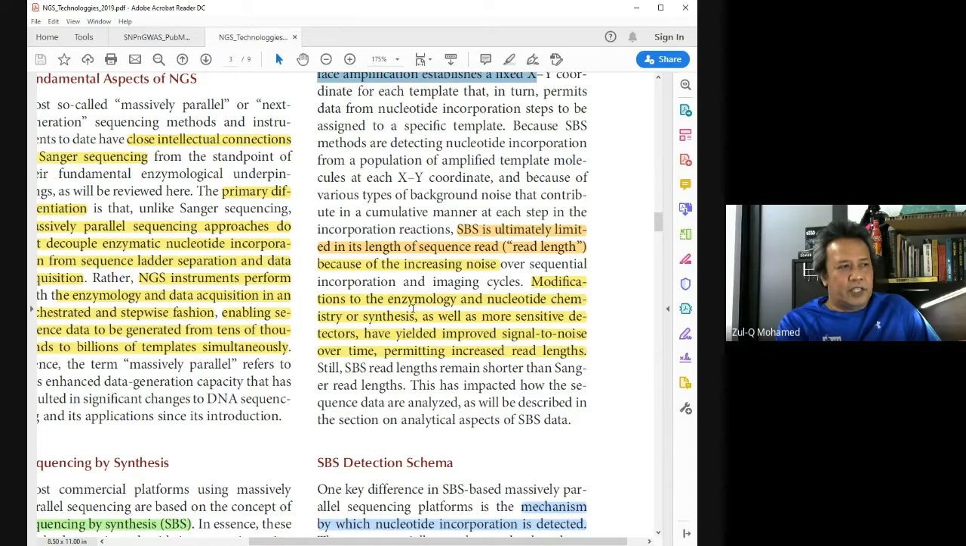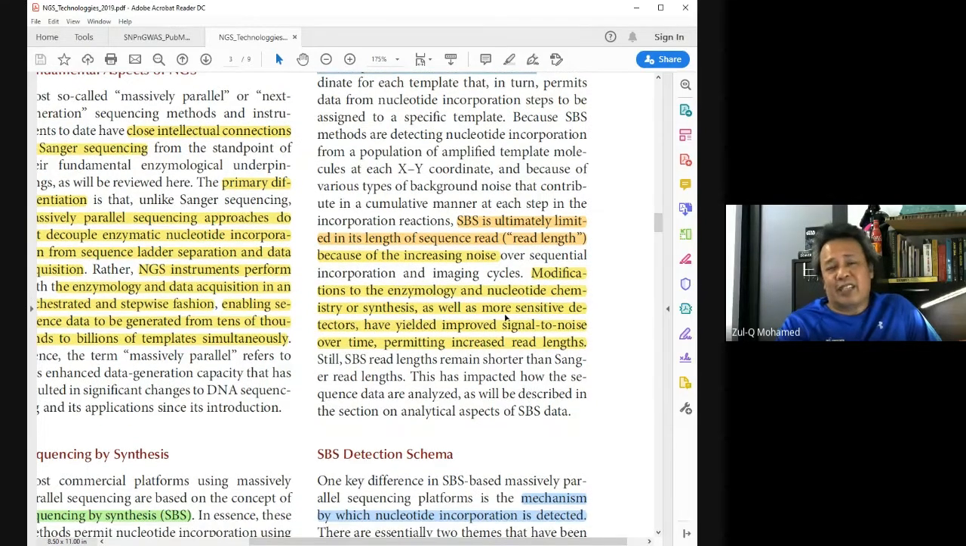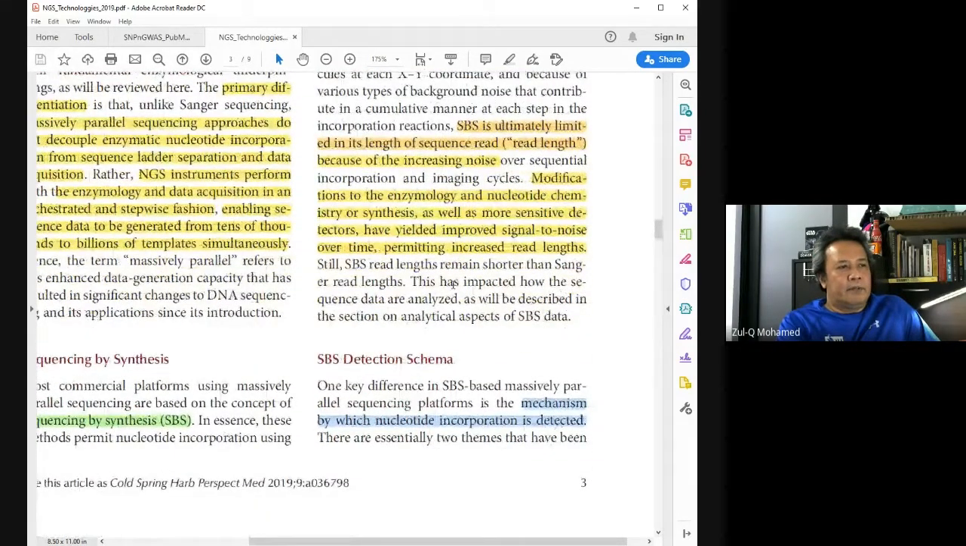All right. Modification of enzymology, nucleotide chemistry synthesis, as well as more sensitive detectors have yielded improvements. So it's saying that newer machines have improved on that and can sequence longer reads. I think it goes up to about 100, 150, 250 at the moment. This has impacted how the sequence data are analyzed, as will be described in the section on analytical aspects.